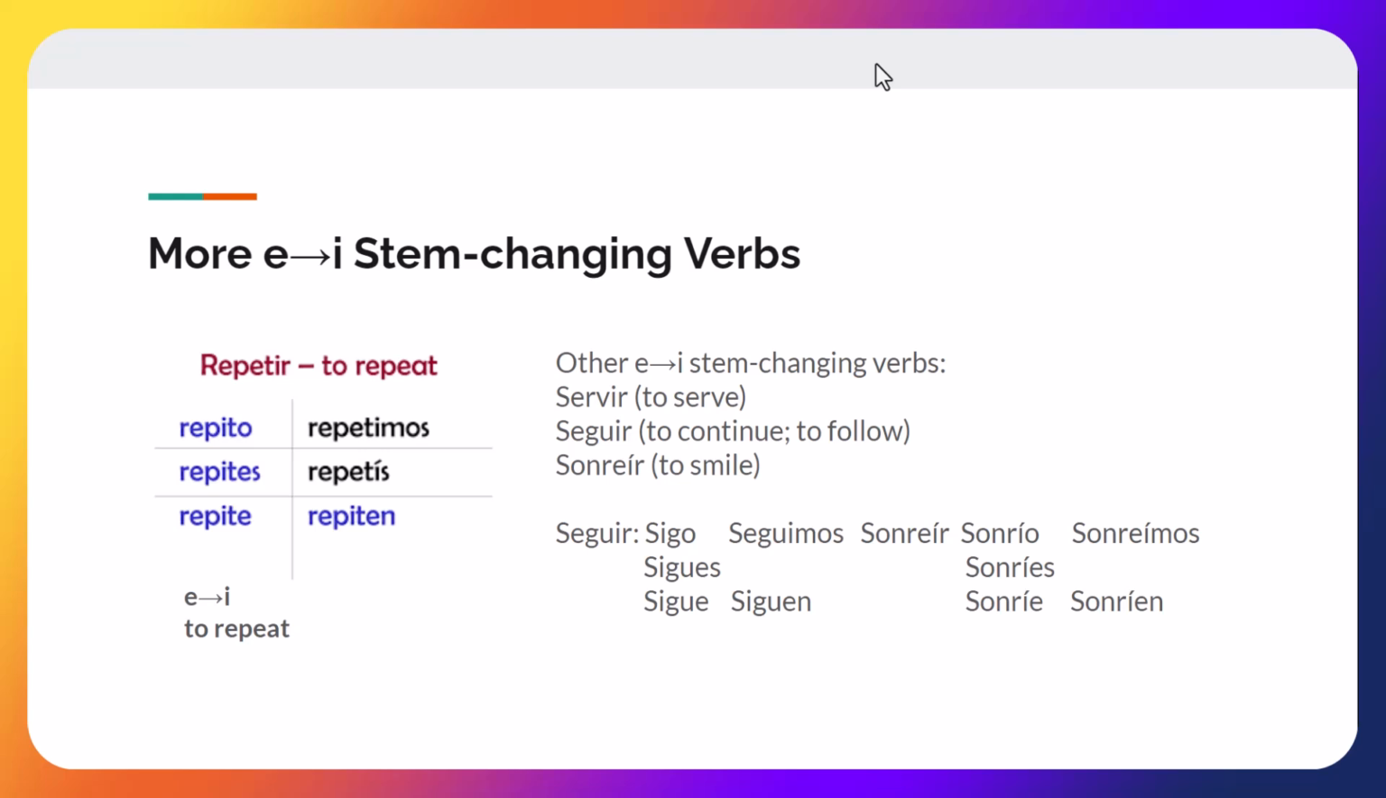All right, the verb servir is another cognate. It looks like to serve. Servir looks like serve, and that is what it means. But it is E to I stem changing. So, sirvo, sirves, sirve, servimos, sirven. Your turn.